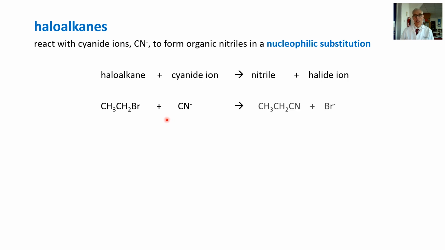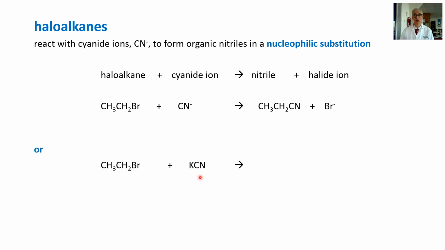Okay, so there is the bromide ion that has left, and the cyanide ion has been substituted in. Now we call the molecule on the right here propane nitrile. The carbon of the nitrile group is included in the carbon chain, so it's a carbon chain of 3. So we go from bromoethane with 2 carbons to propane nitrile with 3.